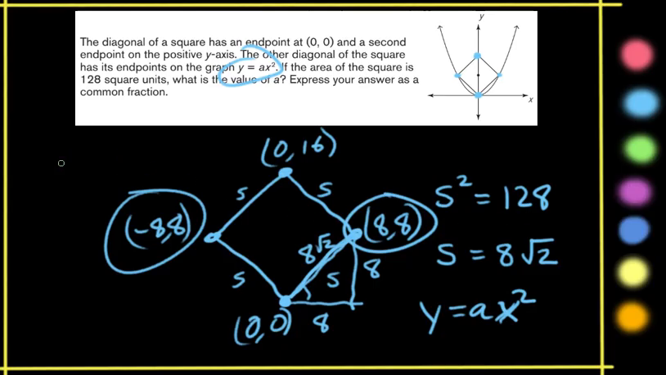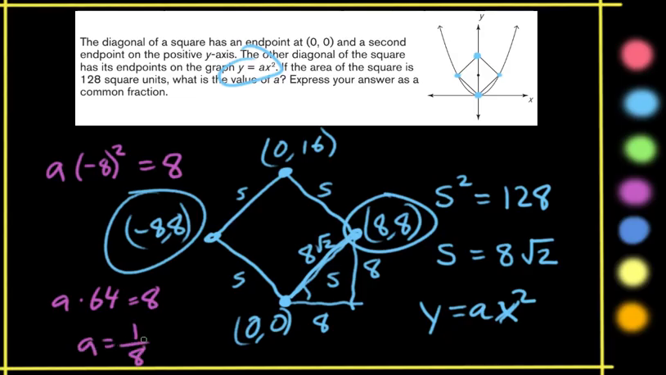So this is going to be the y, so we're going to have a times negative 8 squared is equal to 8. All right, so this is going to be 64. So we have a times 64 equals 8. We can divide by 64 and we get a equals 1 over 8. And that's what they wanted to know, was the value of a. So our final answer is just 1 over 8.